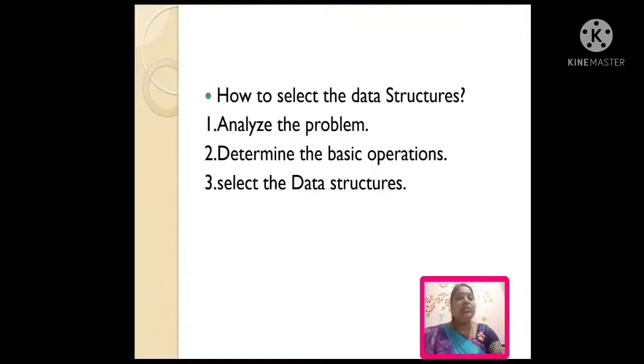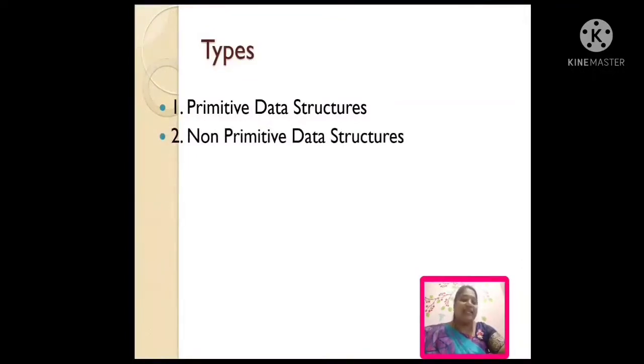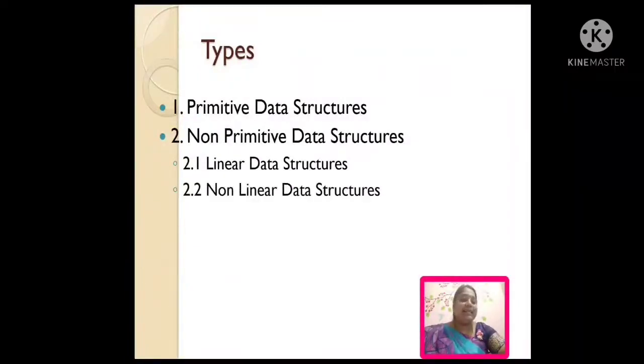There are several types of data structures available. We will see them one by one. Types. First, we have to know about primitive data structures. Primitive data structures are nothing but the primitive data types we already know, such as integer and floating point. Another type is non-primitive data structures. In non-primitive data structures, we have two items. One is linear data structures, another one is non-linear data structures.